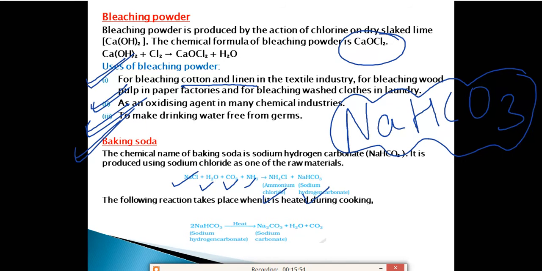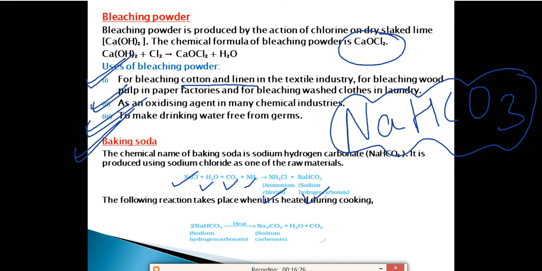Ammonium chloride, what is the formula of ammonium chloride? It is NH4Cl, and along with that we get sodium hydrogen carbonate, NaHCO3. The following reaction takes place when it is heated during cooking. Now we have to heat sodium hydrogen carbonate. You know that baking soda is used in many things. Whenever we bake cookies or cakes or biscuits, we add a pinch of baking soda in that. In many food items also we use baking soda, right?